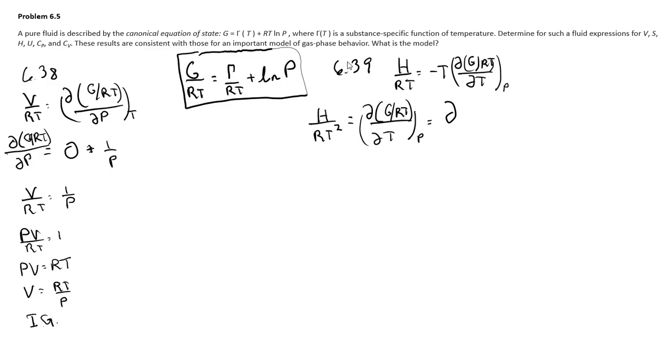And so this is going to equal the partial of, what? That will be gamma over RT plus natural log of P with respect to temperature at constant pressure. All right, and we already mentioned that this term is going to go to 0. So what we're left with is the partial of gamma over RT with respect to temperature. And I forgot the minus sign. Make sure you keep the minus sign in.